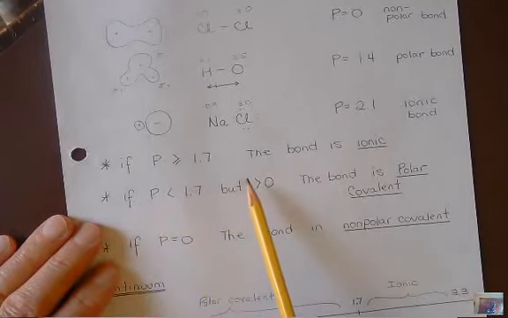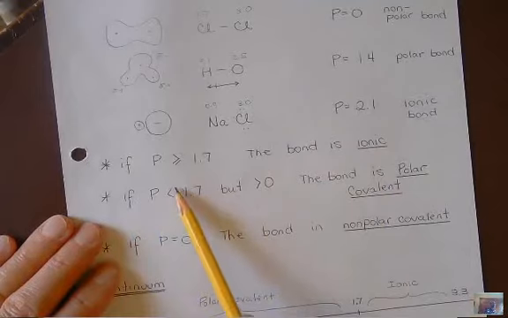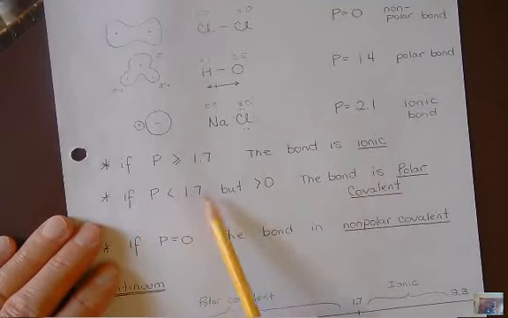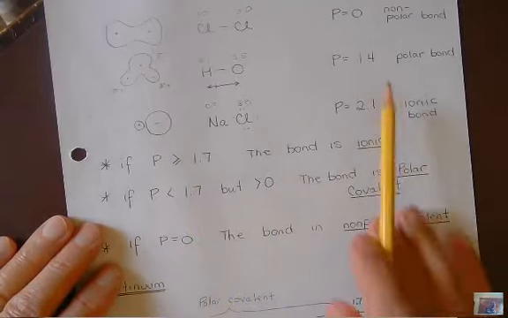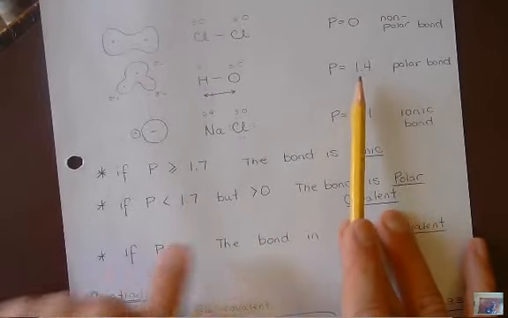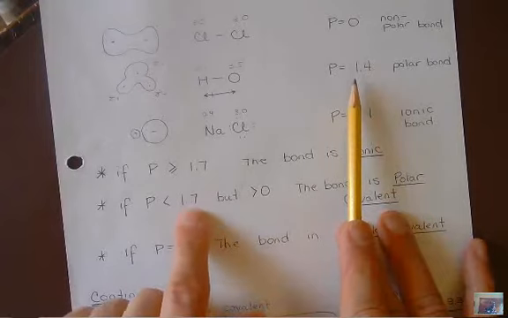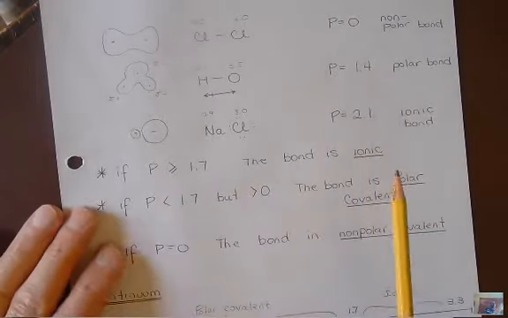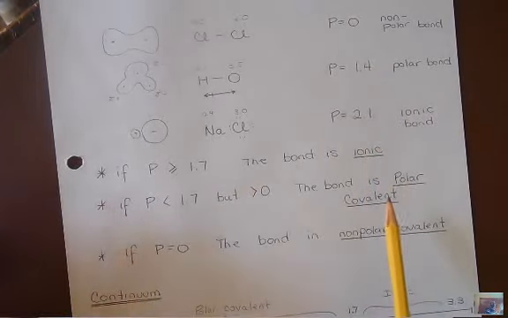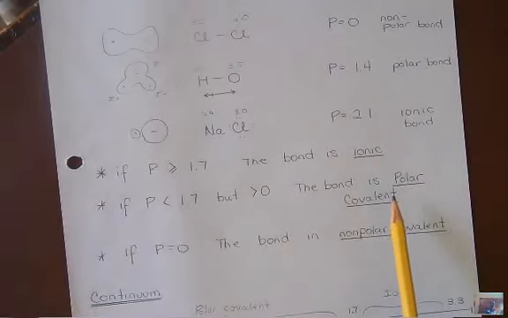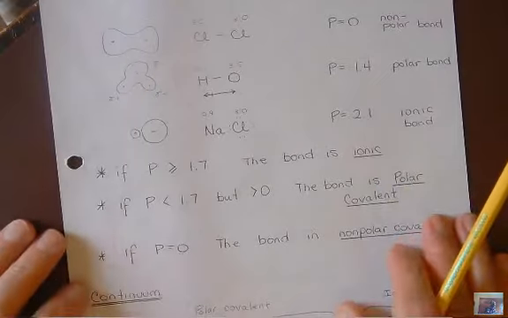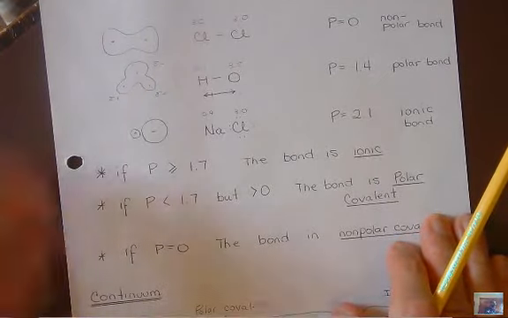If the polarity is between 1.7 and 0, right? So the polarity is less than 1.7 but greater than 0, it has a value like water of 1.4. 1.4 would fall into this range between 1.7 and 0. The bond is covalent. It is the sharing of electrons, but it's unequal sharing. It's sharing where one side has the electrons most of the time.